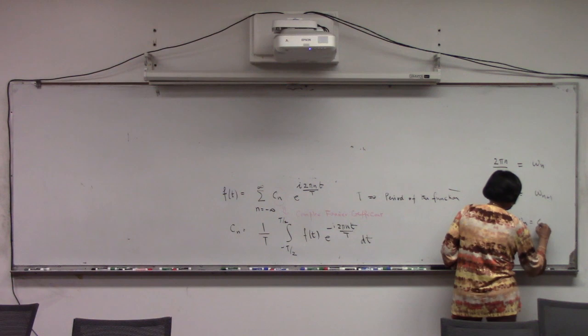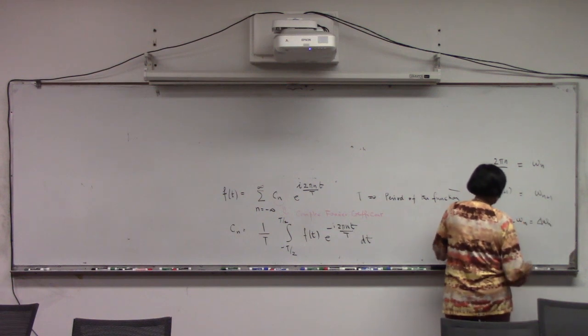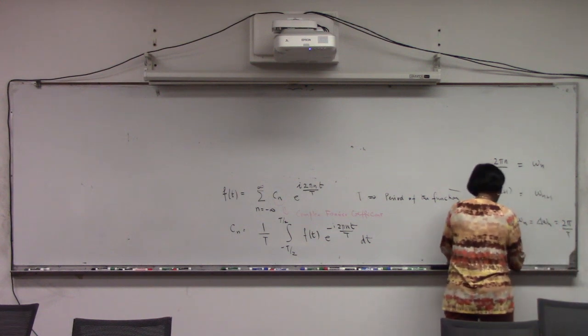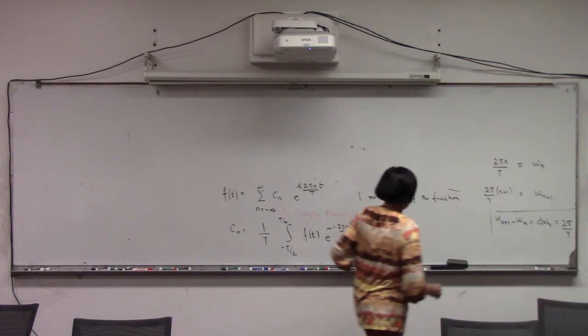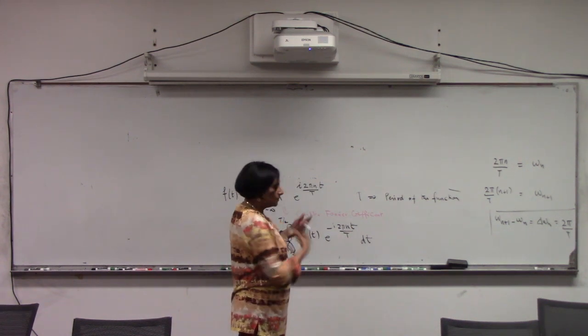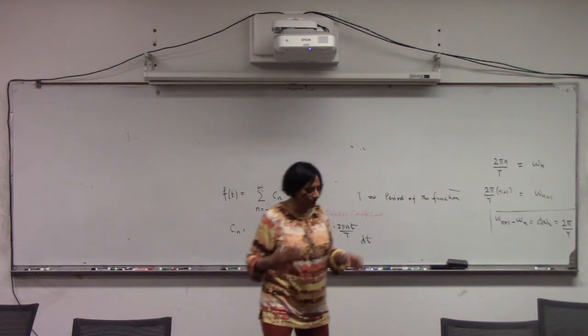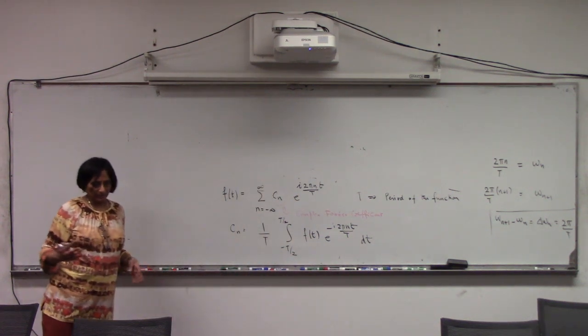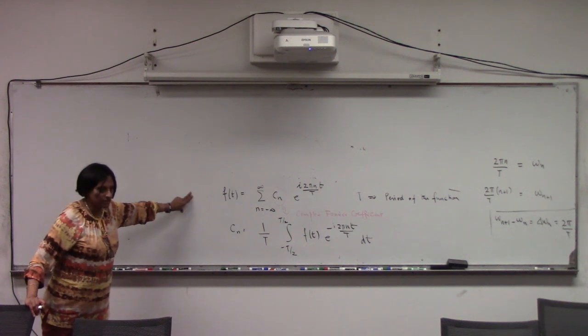Let me just call it delta omega n. It is nothing but 2 pi over T. I've done nothing but just writing this as omega n at this point. All right, now if T goes to infinity, what are the few things that you can see could be happening on this expression of the complex Fourier series?